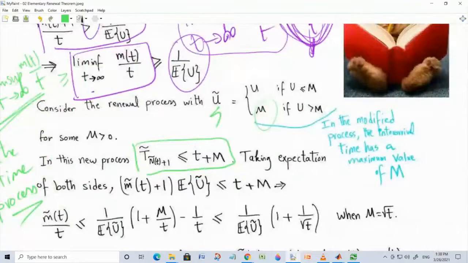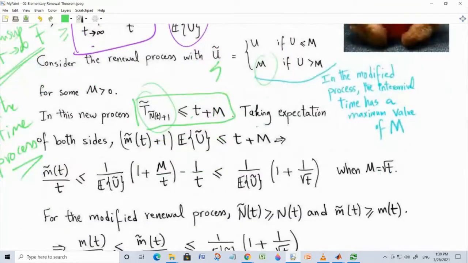The idea is to use this modified renewal process with a bound on the value of the inter-arrival time, so that you can upper bound this quantity. Of course, the cost of doing this is that by the end of the day you want to make a statement regarding the original process, and that's not an easy thing to do. Now you have this inequality, and you will take the expectation of both sides.